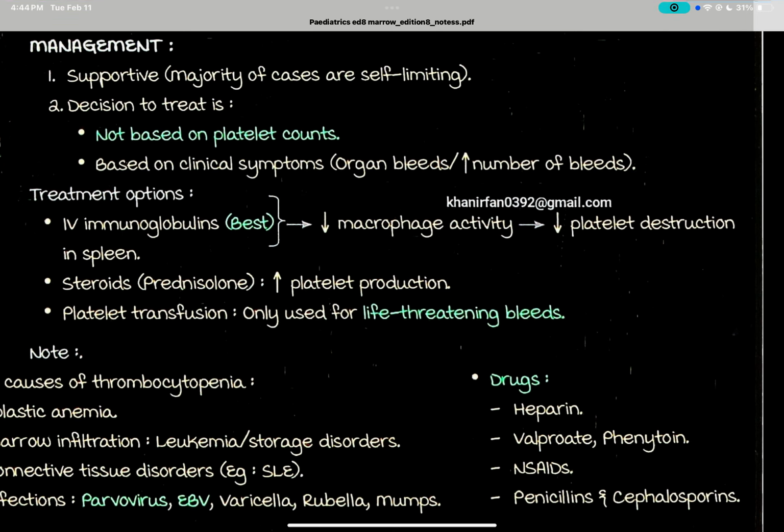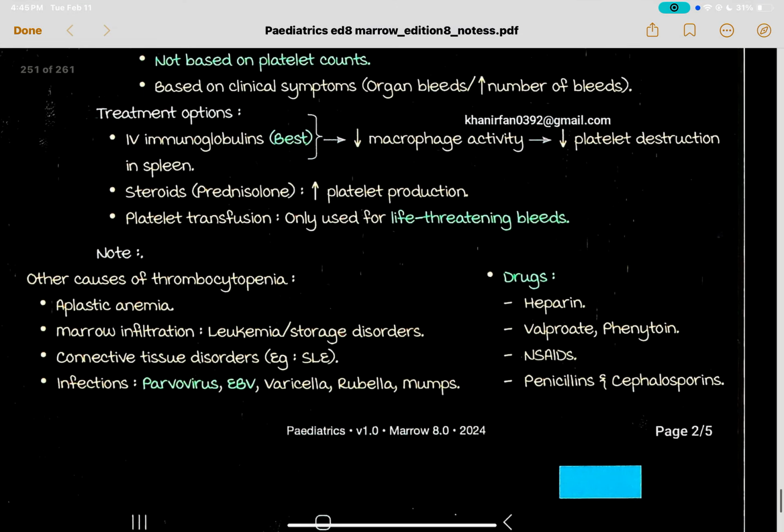What is the treatment option? IV immunoglobulins, the best option. They decrease macrophage activity and decrease platelet destruction in the spleen. Steroids: you give prednisolone to increase platelet production. Platelet transfusion is only used in life-threatening bleeds. Otherwise, give steroids to increase platelet production.